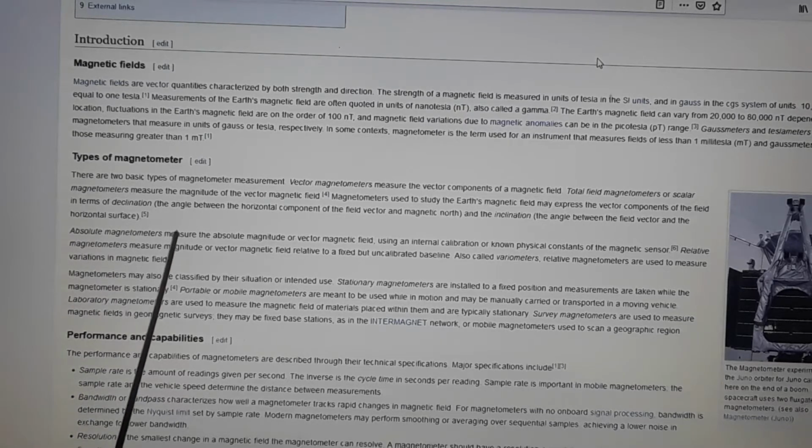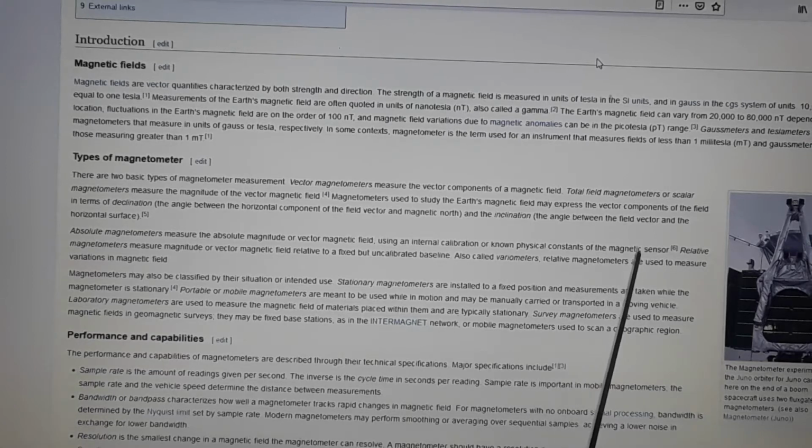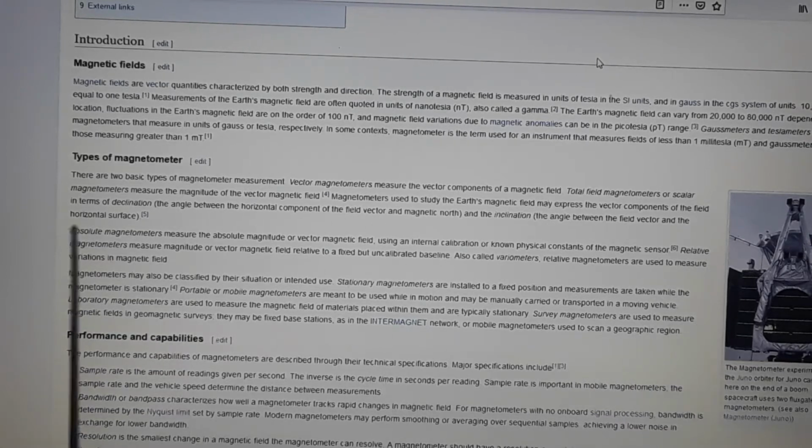Absolute magnetometers measure the absolute magnitude or vector magnetic field using an internal calibration or known physical constraints of the magnetic sensors. Relative magnetometers measure magnitude or vector magnetic field relative to a fixed but uncalibrated baseline, also called variometers. Relative magnetometers are used to measure variation in magnetic field.